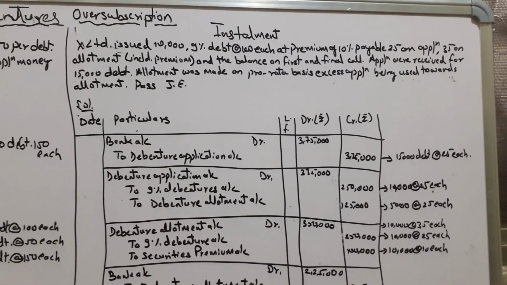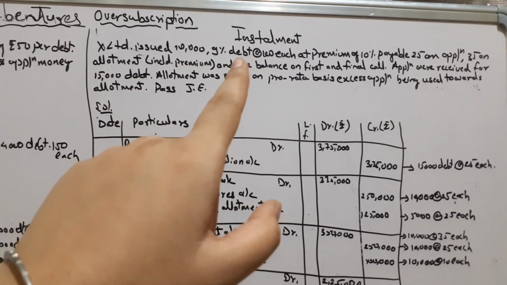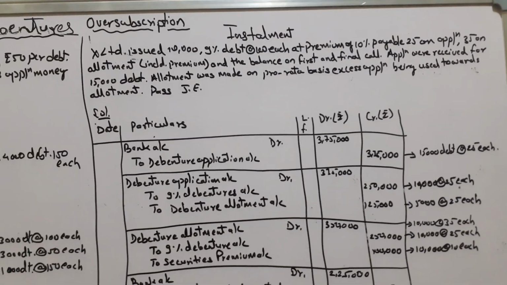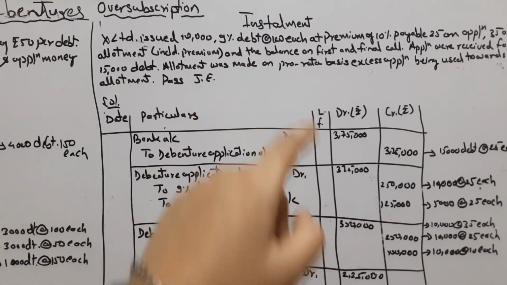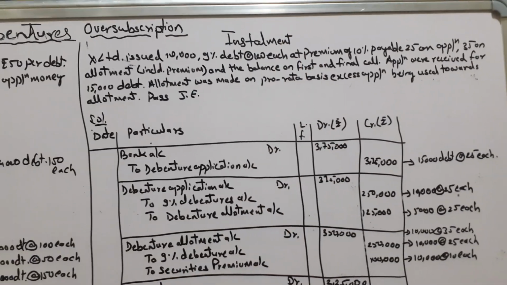So the question very clearly states that total issued debentures were 10,000 and those debentures contain 9% interest, their face value is 100 and the premium is 10%. So this premium is always calculated on the face value, that is 100 rupees. So 10% of 100 rupees will give you 10. So the premium amount is 10 rupees.